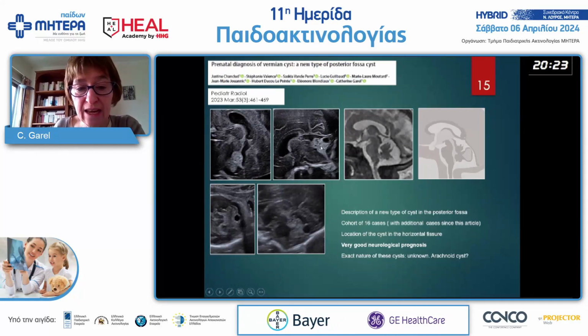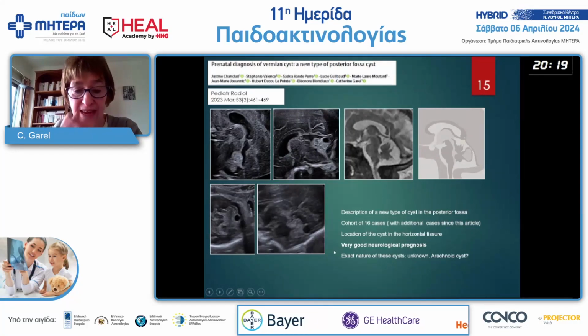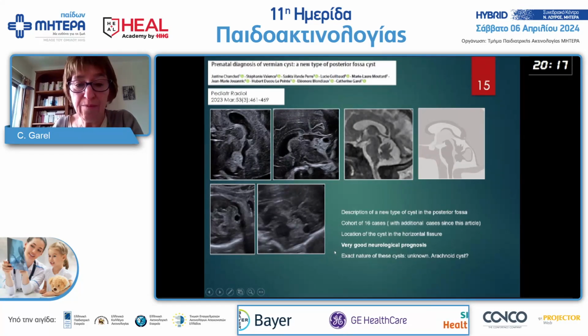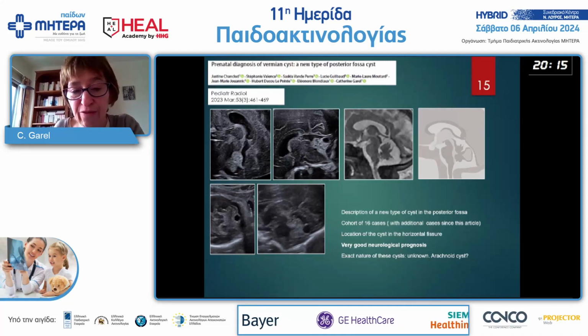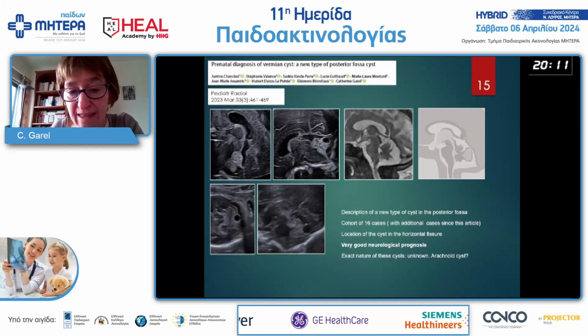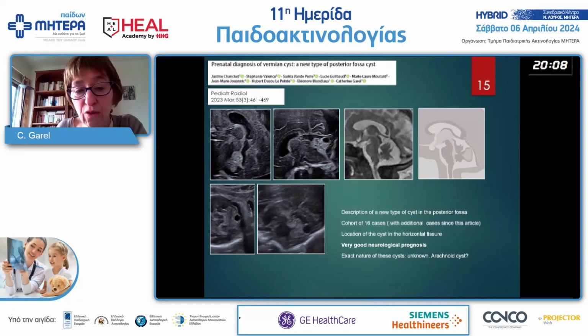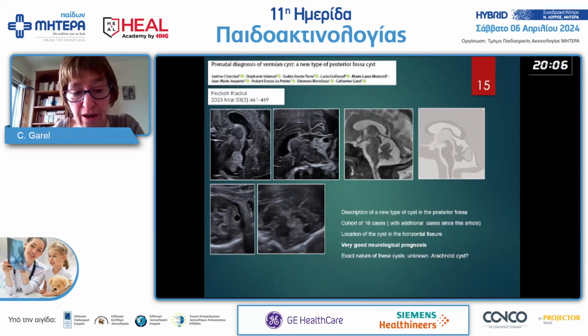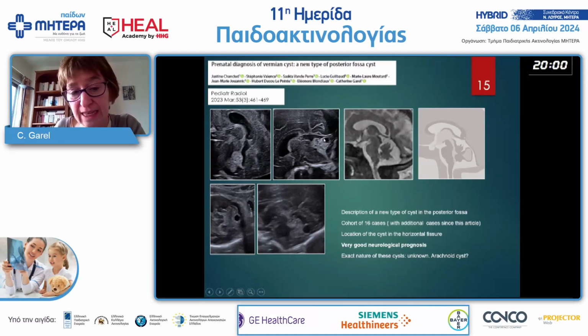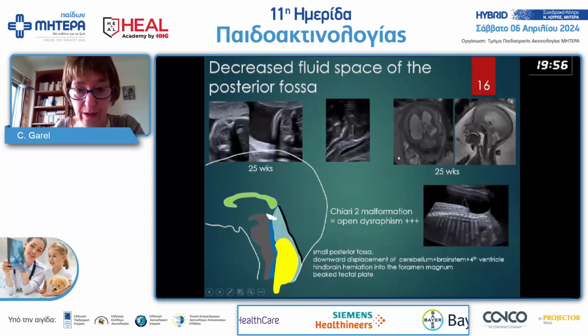We can see here the prenatal appearance, and postnatally in our series, in about 50% of cases, the cyst has disappeared. We do not know exactly the nature of this cyst, but we can assume it is an arachnoid cyst. What is interesting is that it is always located in the same location.